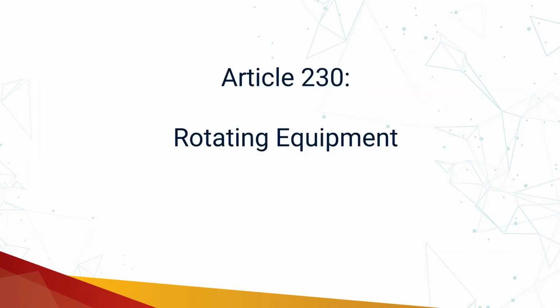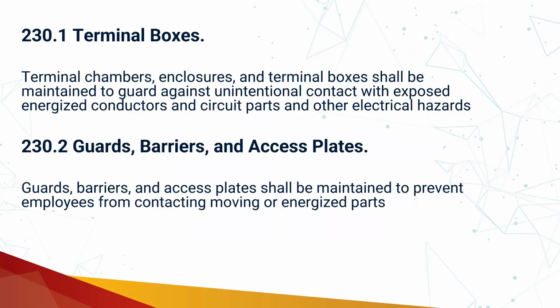Then Article 230 is about rotating equipment. All the terminal boxes, enclosures, and terminal chambers need to be maintained to guard against unintentional contact with exposed energized conductors and circuit parts and other electrical hazards. Guard barriers and access plates shall be maintained to prevent employees from contacting moving or energized parts.